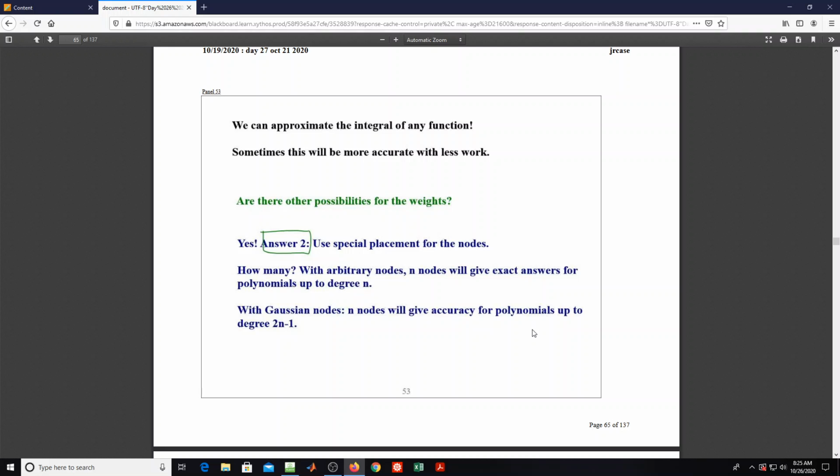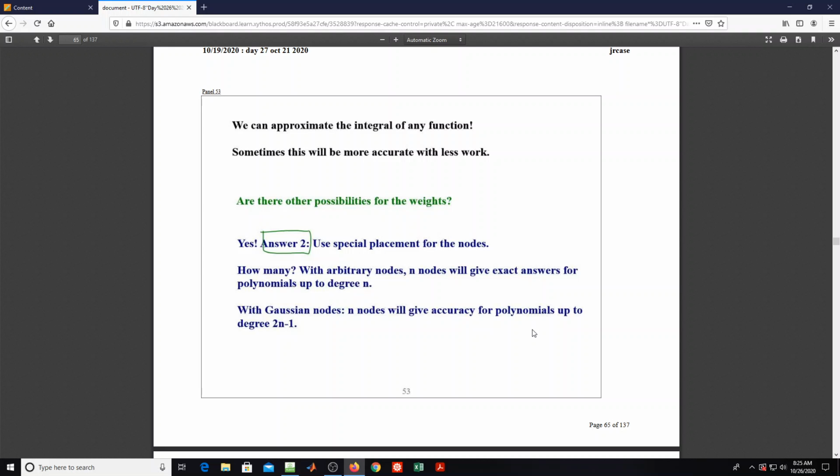So are there other possibilities for weight? And the answer is yes. Use special placement for the nodes. And this is what's amazing. With arbitrary nodes, n nodes will give exact answers for polynomials up to degree n. So if I have 5 nodes, I can do polynomials up to degree 5. There we had 3 nodes. We did everything up to degree 3. Once we got to degree 4, we didn't make it.